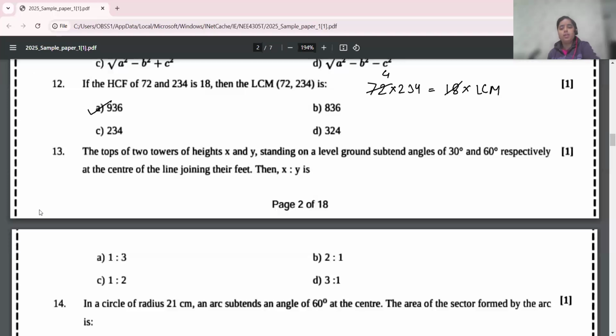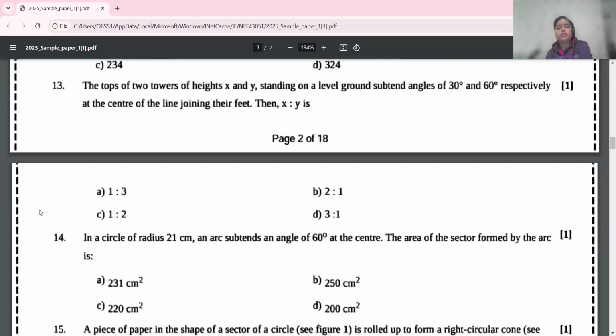Moving on to the next question. The tops of two towers of height x and y subtend angles 30 degree and 60 degree from the center of the line joining their feet. Okay, so I am drawing two towers here. Firstly, this is the ground. I am drawing two towers. This one is X, this one is Y. So this is the center, let's say.